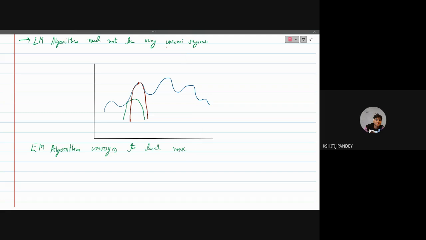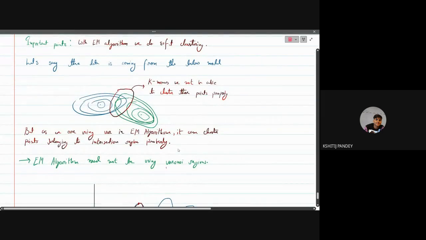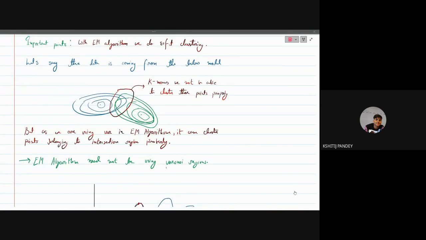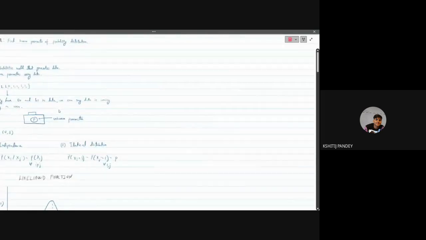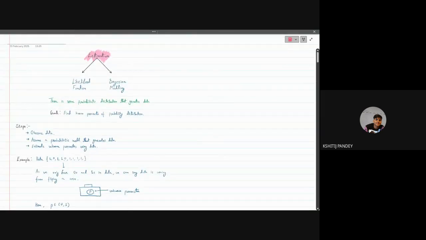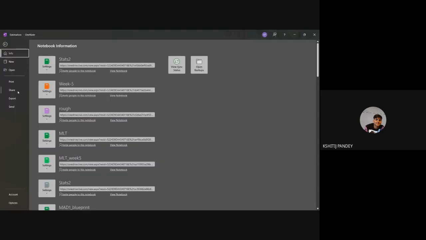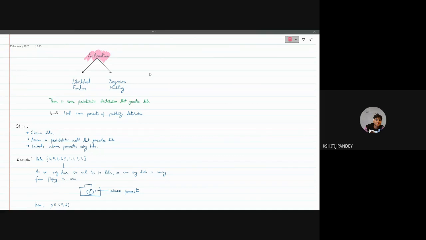So that was it for week 4. Any doubts so far? No, sir, it's fine. Anyone else? Any doubt? So here we have the entire annotation for week 4. I'll just share that in chat. And if anyone has a doubt, feel free to ask.